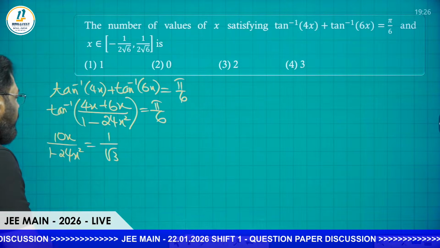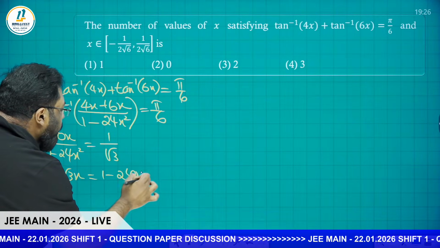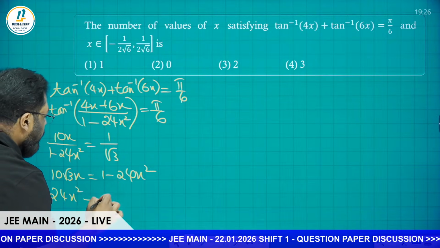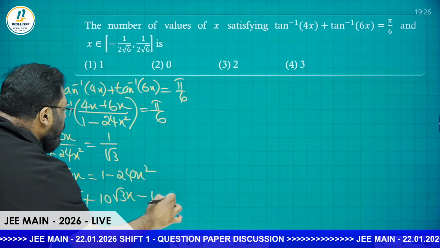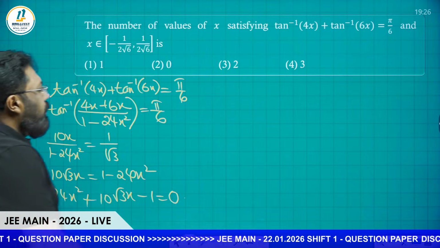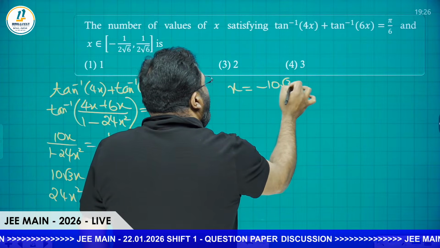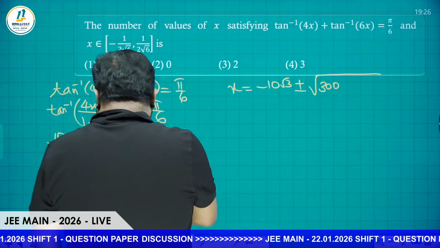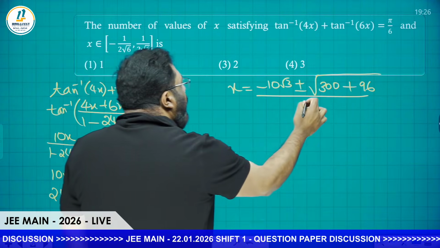It's a simple quadratic equation. We just have to rearrange it. So 10 root 3x is equal to 1 minus 24x squared. So 24x squared plus 10 root 3x minus 1 is equal to 0. So this is our quadratic equation. We just have to solve it by using the normal quadratic formula. Minus b plus minus root of b squared minus 4ac, divided by 2a, which is 48.